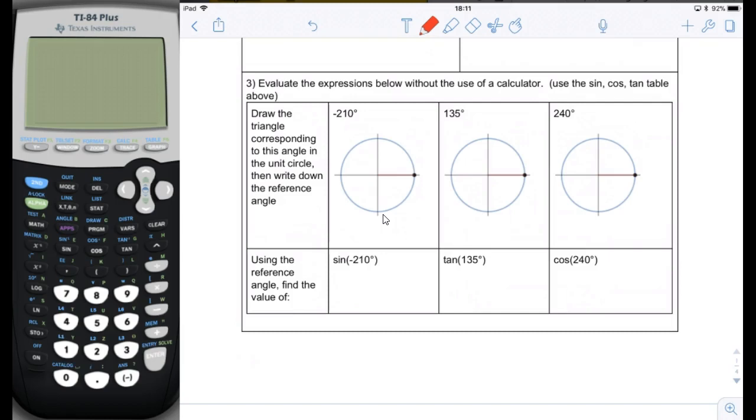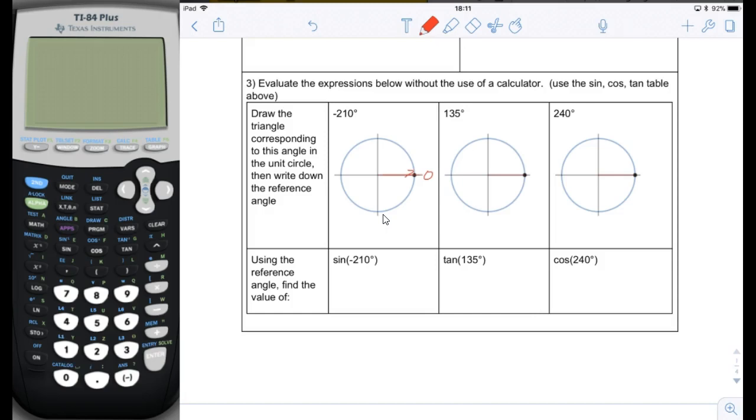Evaluate the expressions below without the use of a calculator. Use the sine, cosine, tangent table above. Okay. So I just showed you how to use the table. First thing we're going to do, draw the triangle corresponding to this angle in the unit circle and write down the reference angle. Okay. Now, remember, whenever you draw an angle on a unit circle, the 0 point is right here, right? The 0 direction is here.